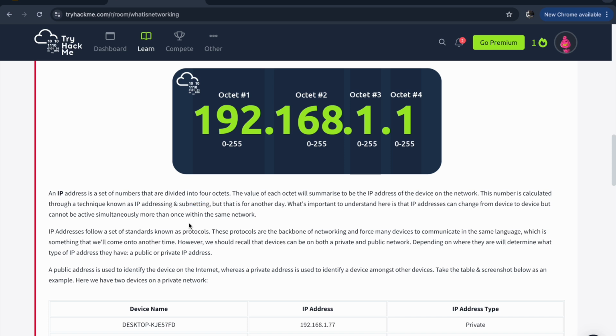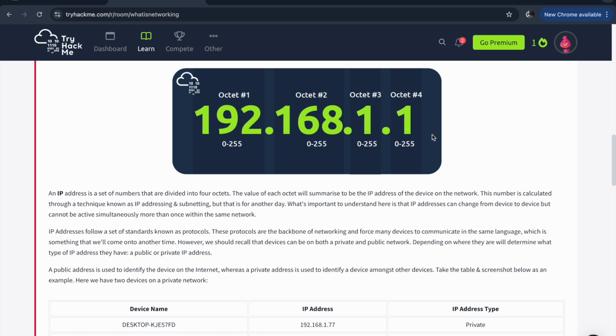What's important to understand here is the IP address can change from device to device, but cannot be activated simultaneously more than once within the same network. So you cannot have the same IP address on the same network. Now, when I say the same network, I mean, say you're at your house, and your phone and your brother's phone are both connected. Those phones will have different IP addresses. It could be 192.168.1, and then yours could be 55, and your brother's could be 56. That's a way to look at it.